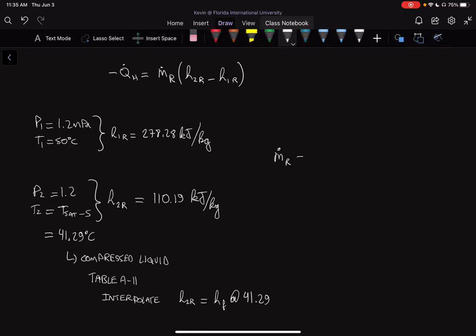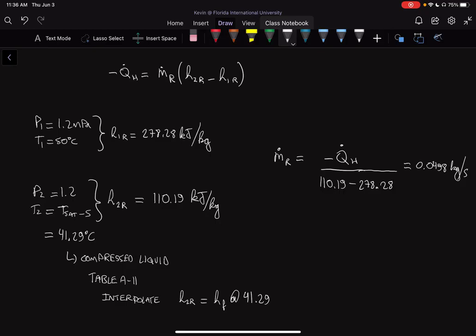And so now we can find m dot R from this. We have that m dot R is equal to minus Q dot H over (110.19 minus 278.28). And we get a mass flow rate of 0.0498 kilograms per second. Okay, so that's our value for the mass flow rate of refrigerant. So in part A of this problem, we only used the first law. And it was essentially a first law problem with an open system, just like we did in Module 4.